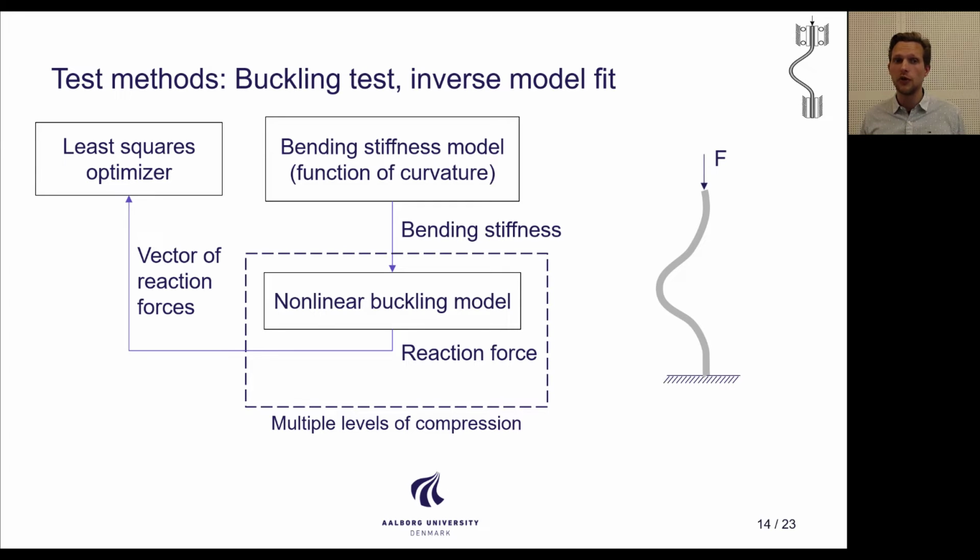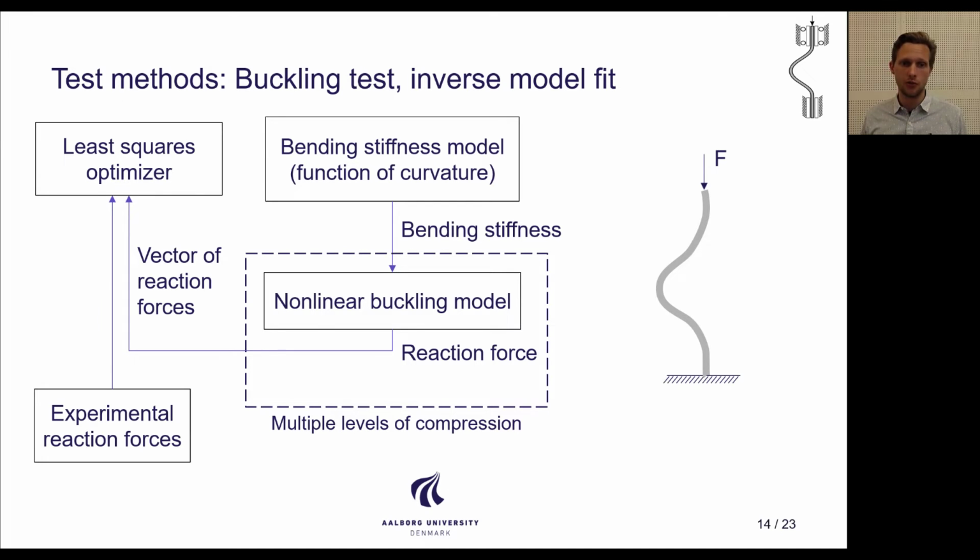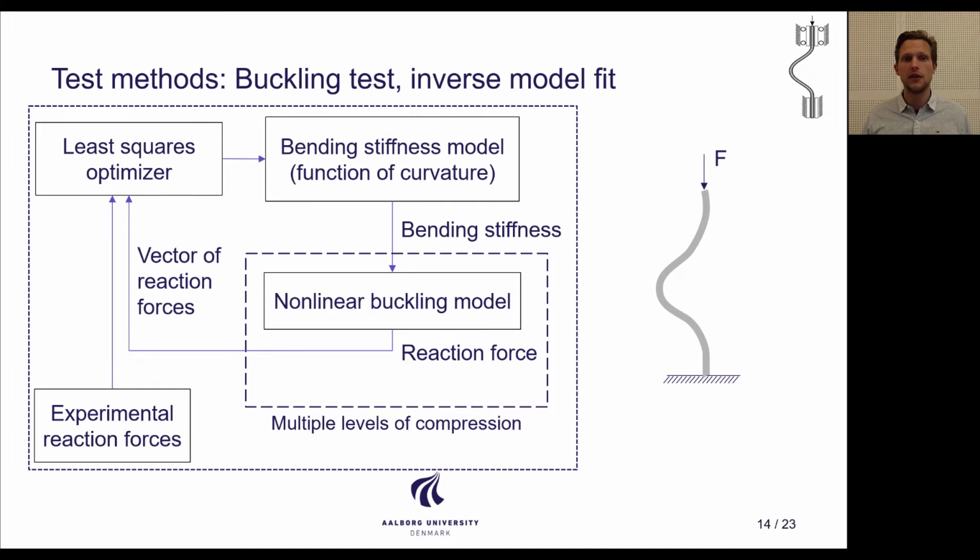Now for that, we of course also need our experimental reaction forces, but then we can close the loop and we can let the least squares optimizer manipulate the bending stiffness of the model until there is a good agreement between the model and experimental reaction forces. Okay, so this is the overall idea. Now I'll go into some more details of these boxes here.